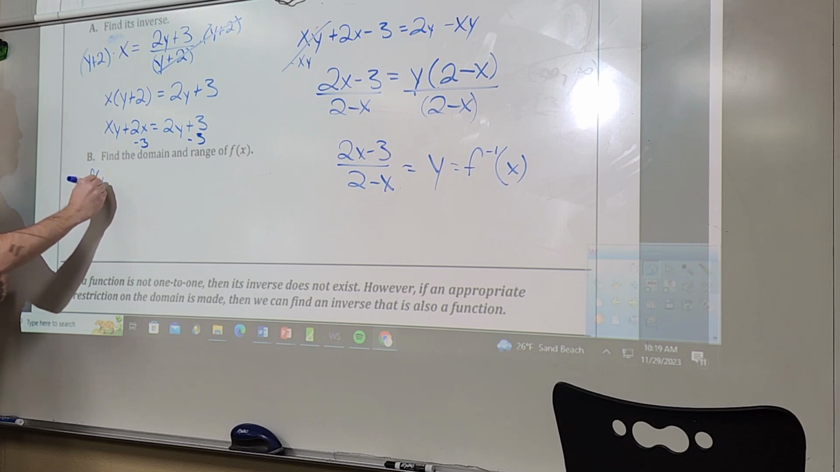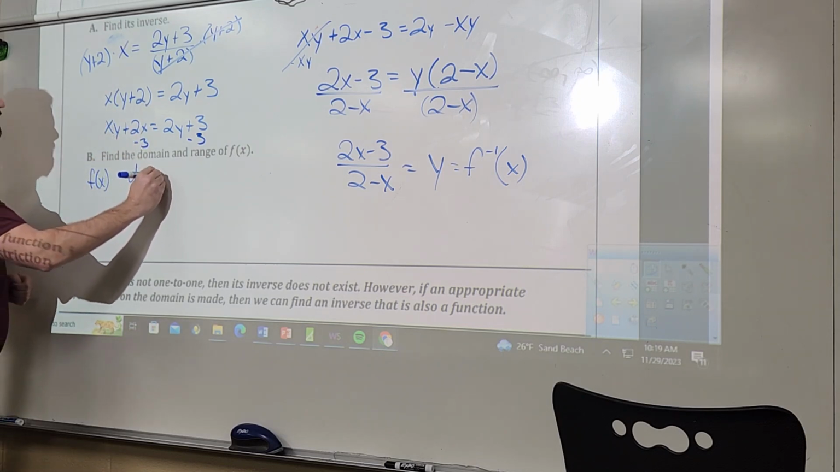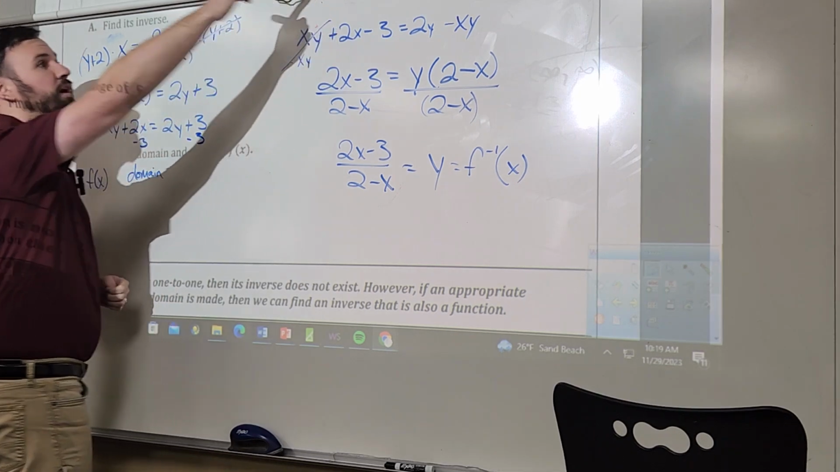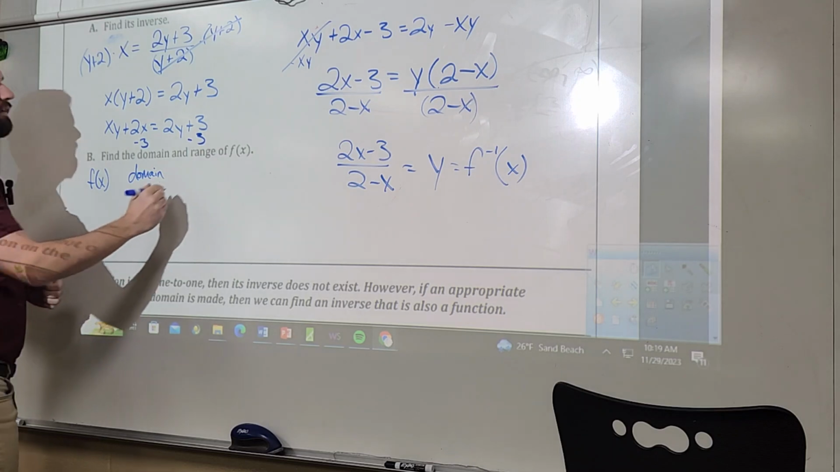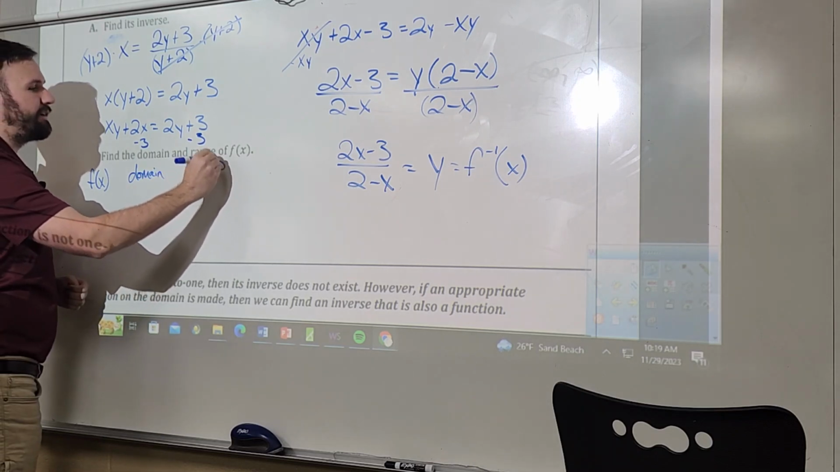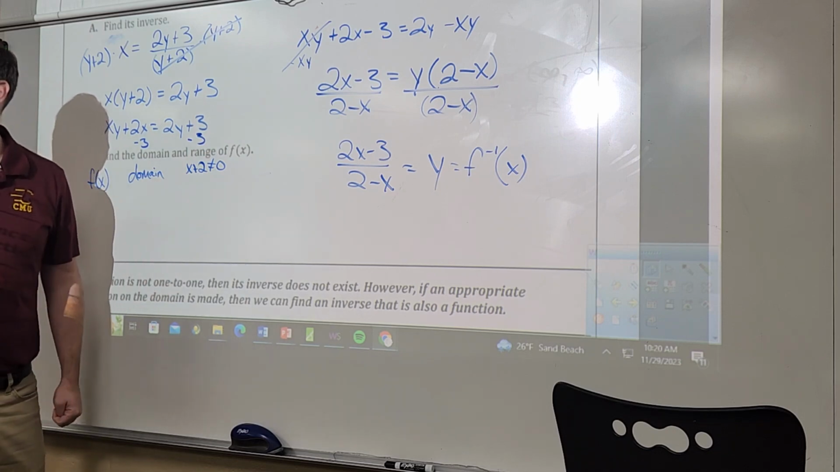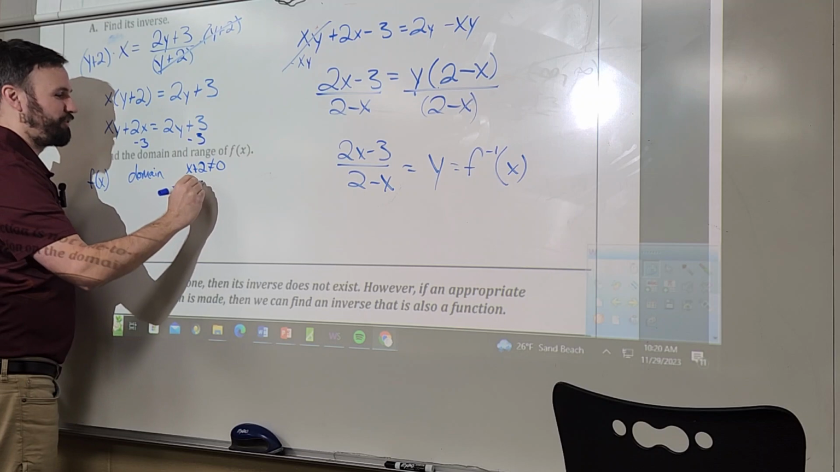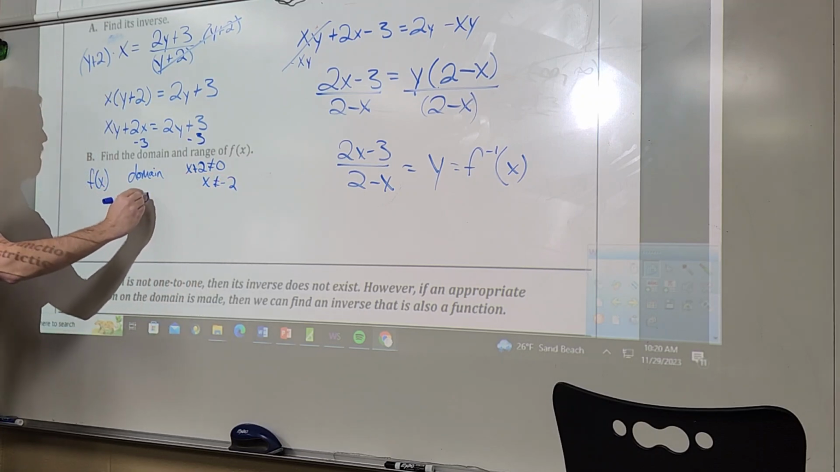A review of domain and range. What's my domain of this up here? What can't my bottom be? -2, right? Because my bottom cannot equal 0, it's a vertical asymptote. So x can't be -2, right? So my domain would be from negative infinity.